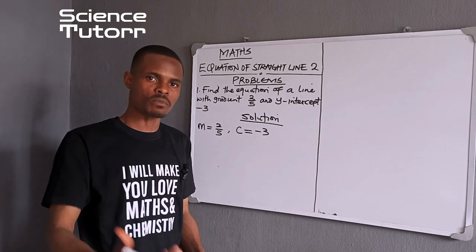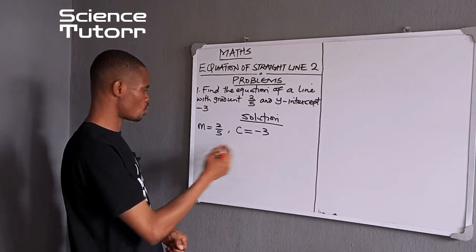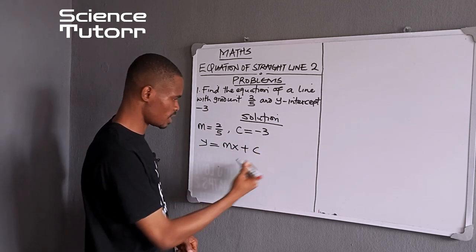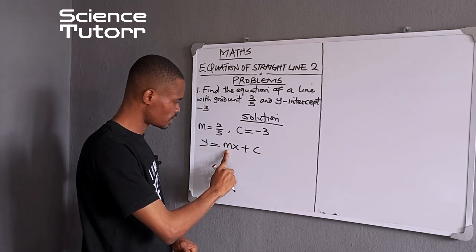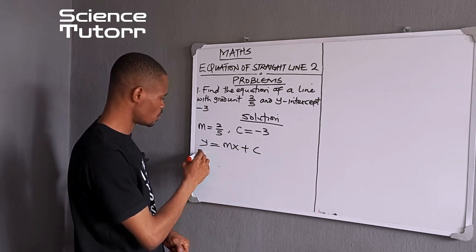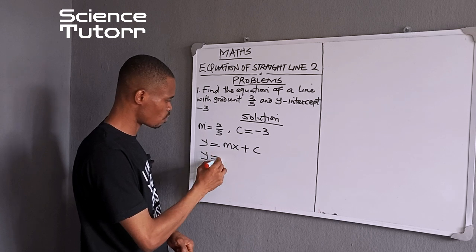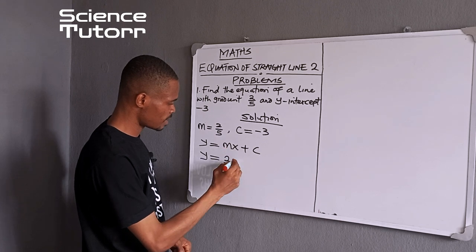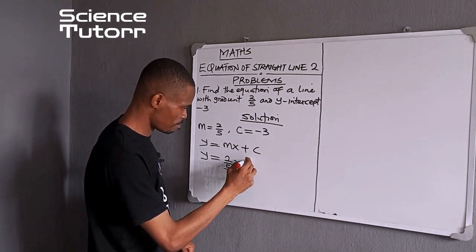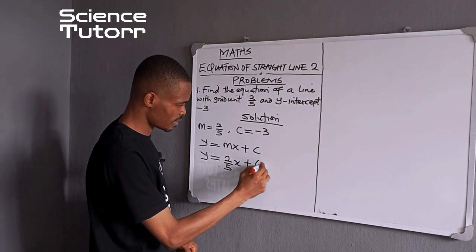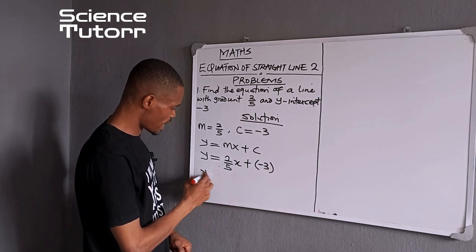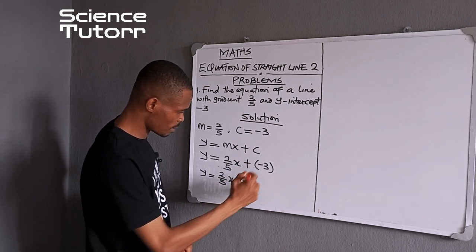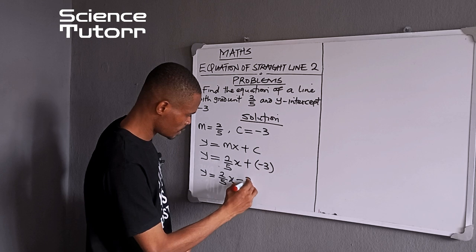So a good knowledge of the formula will help you to solve the problem. The formula y equals mx plus c will be used. Why? It is having gradient and intercept. So what do we do? We simply substitute. So we have y equal to our gradient, 2 over 5, which is m, multiplied by x, plus our c, which is minus 3. So that makes y equal to 2 over 5 x plus times minus is a minus 3.